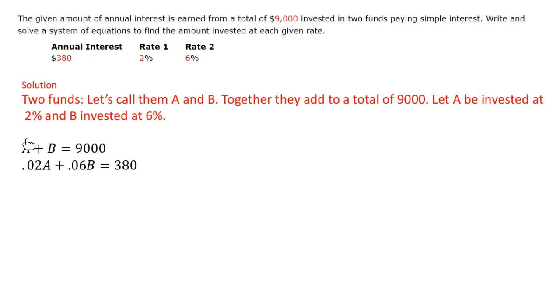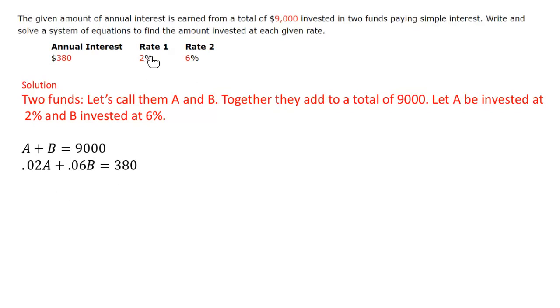So we know from what they gave us that when we add investment A with investment B, it has to give us a total of $9,000. Now, the second equation, this is to get the total. It's price times quantity. You can think of it that way.